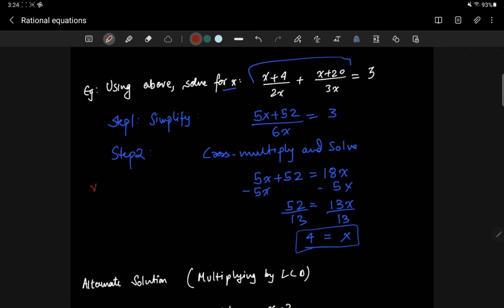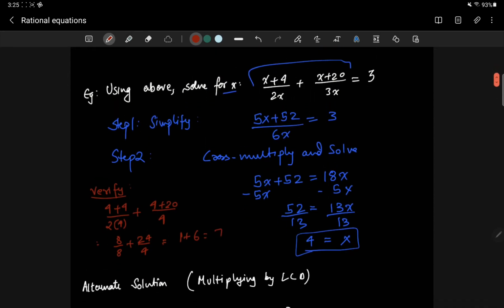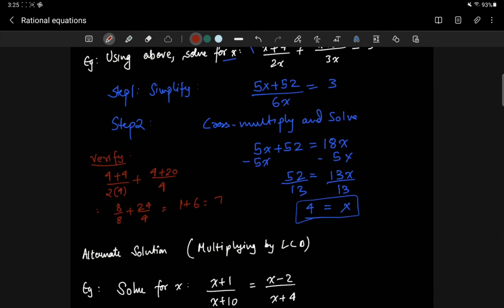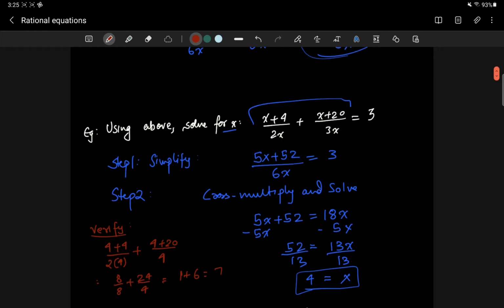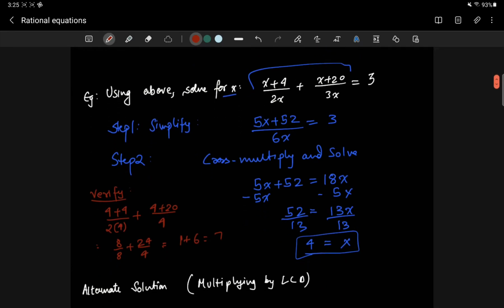And now we have one small thing that we need to do, which is verify. Verify that 4 plus 4 over 2 times 4 plus 4 plus 20 over 4, that's 8 over 8 plus 24 over 4, which is 1 plus 6, which is 7. So there's something wrong there. It should be 3, but it is coming out to be 7.